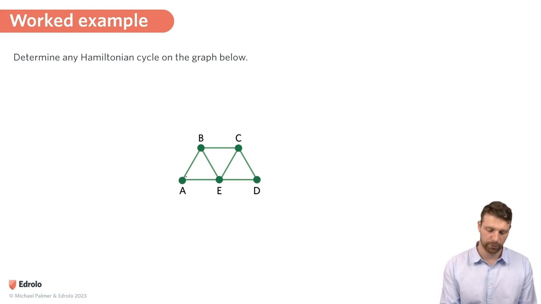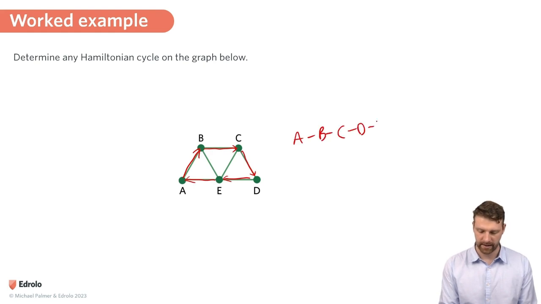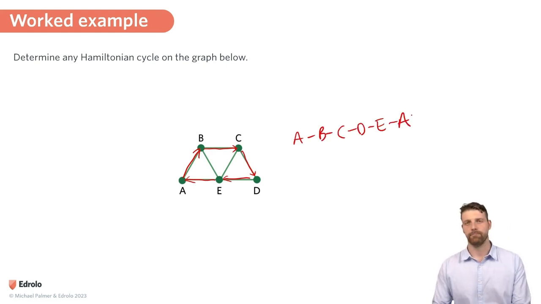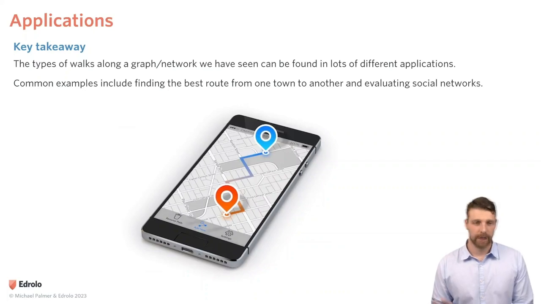I can see an easy one, so I'm just going to do an easy one. A, B, C, D, E, A. Hamiltonian cycle. Did it. Here's our last key understanding: applications of this. The types of walks along a graph and network we've seen can be found in lots of different applications.